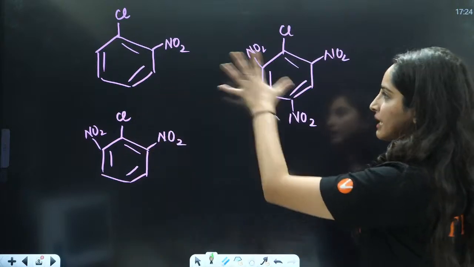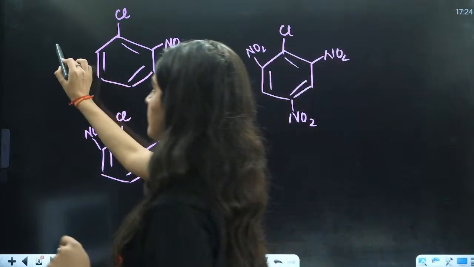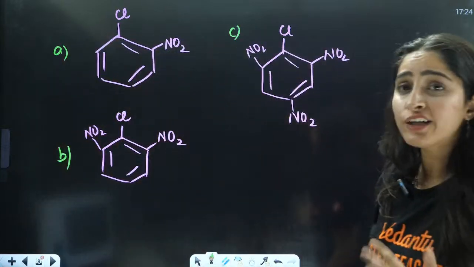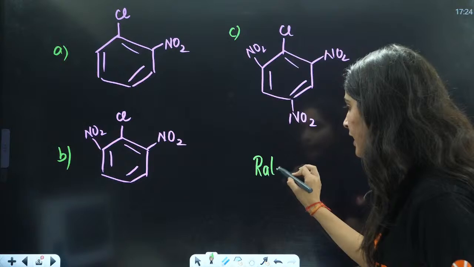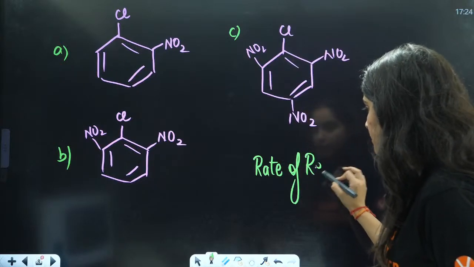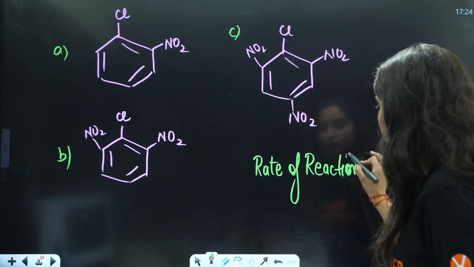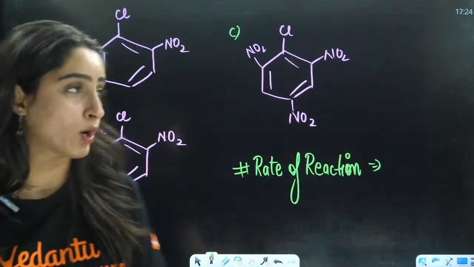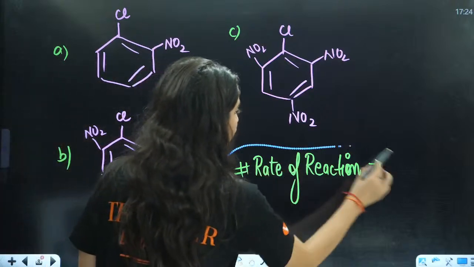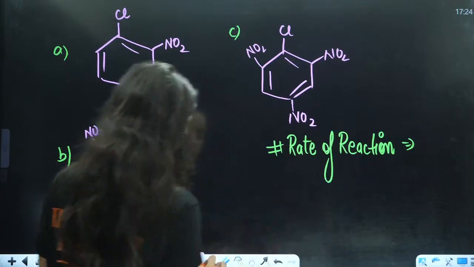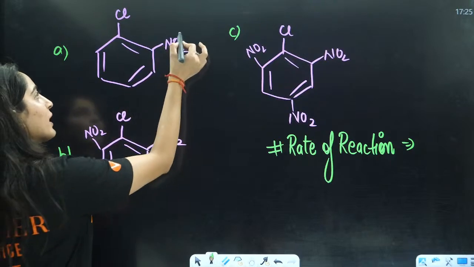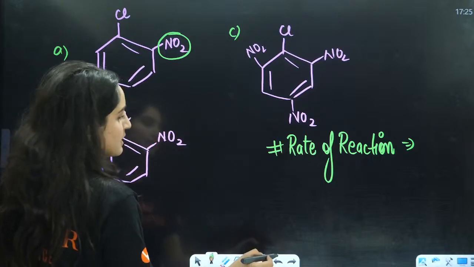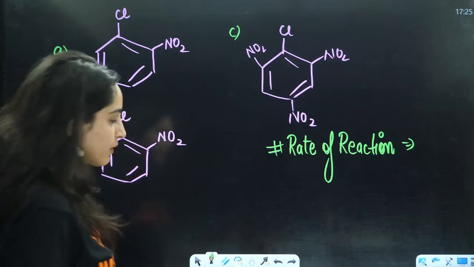Now, in these cases, what will happen? This is A, this is B, this is C. Rate of reaction will be highest in what? Now, see, if you talk about the rate of reaction, ma'am, here we can see that what we are doing basically, we are adding this NO2, this NO2, this NO2, right? Okay, and they are asking you the rate of reaction.